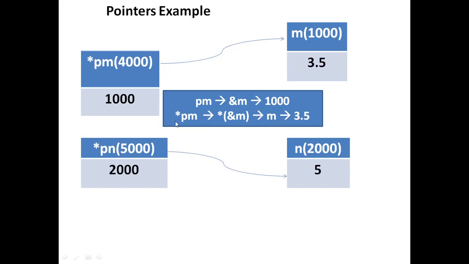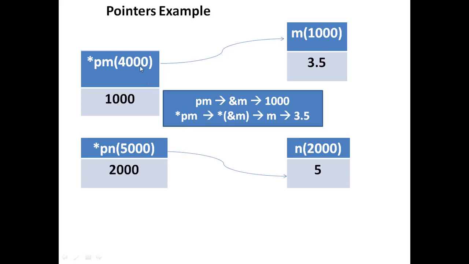So if I write the expression star pm somewhere in my program, then this expression translates to star of address of m. That means you replace this pm by what actually it is, that is nothing but address of m. Now star and address of are complementary operators, so they cancel each other out and you are left with only m. So in effect, when you write star pm, you extract the value which is stored at the address which is pointed to by pm.